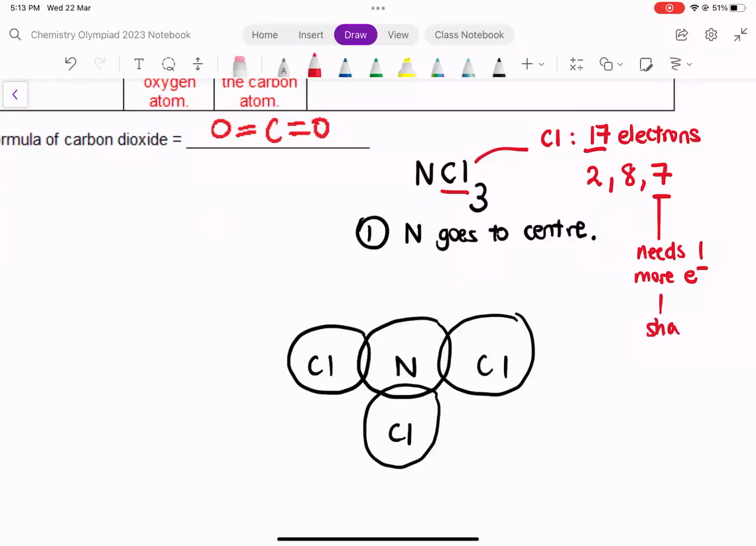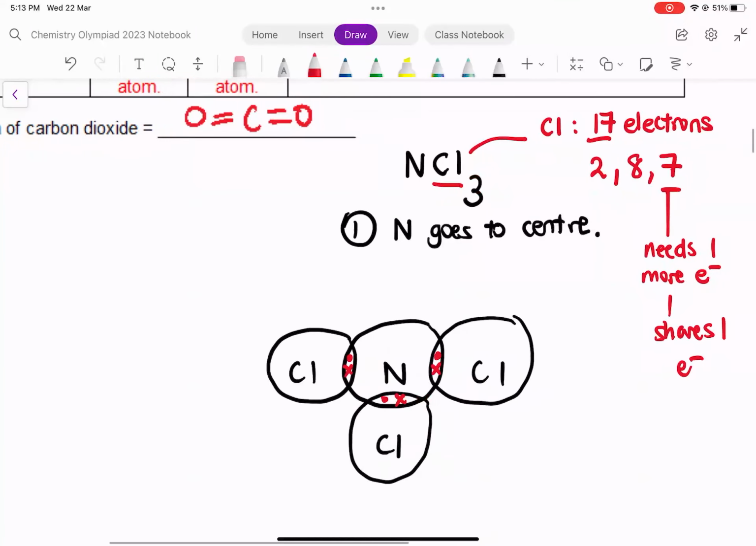So it shares 1. Chlorine will have to share 1 electron with nitrogen. Sharing 1 is just 1 dot, 1 cross, 1 dot, 1 cross. So each chlorine shares 1 electron. Okay? So this is our second step.